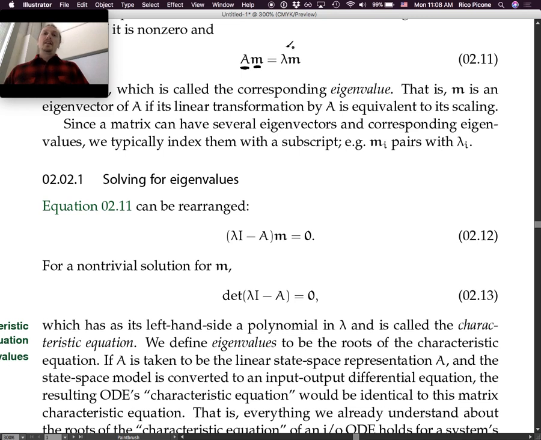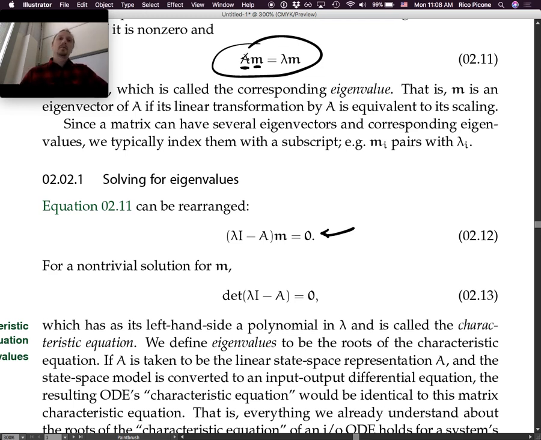But so, solving for eigenvalues. Equation 2.11, so this one, can be arranged as follows. So 2.12, this is actually the form of this equation that we'll typically use because it's more convenient algebraically. But all we did was subtract AM from both sides and then factor out the M. So that's what we did. We also switched the left and right hand sides. For those of you who are keeping score at home, that's what happened.